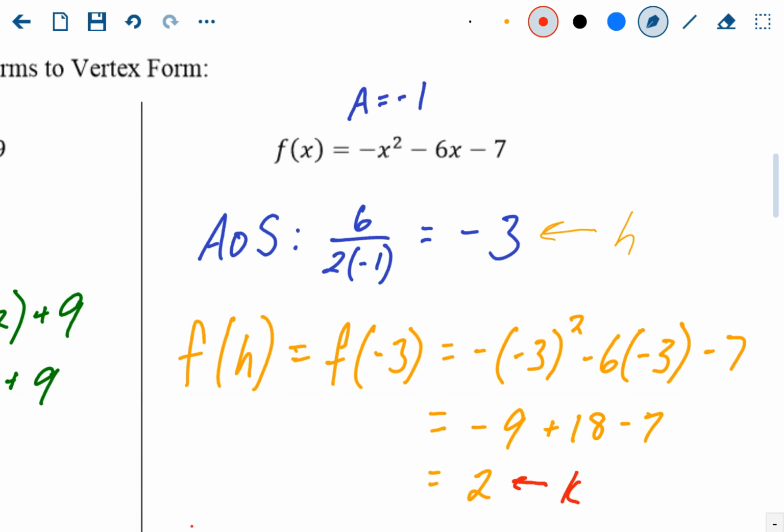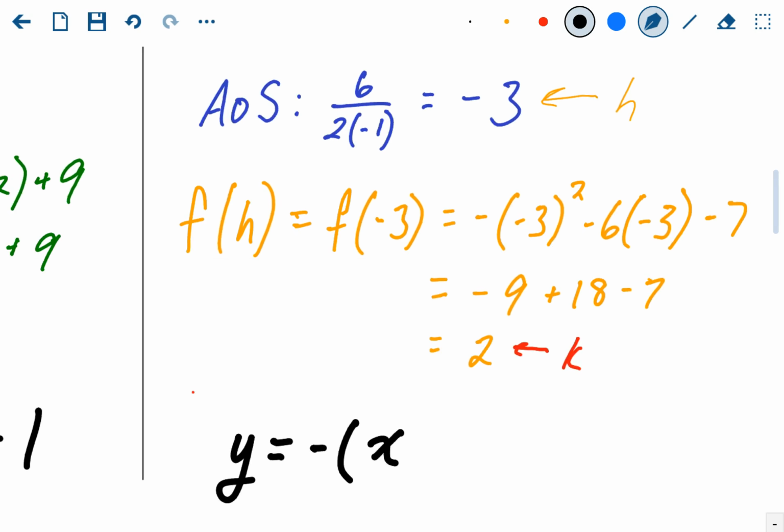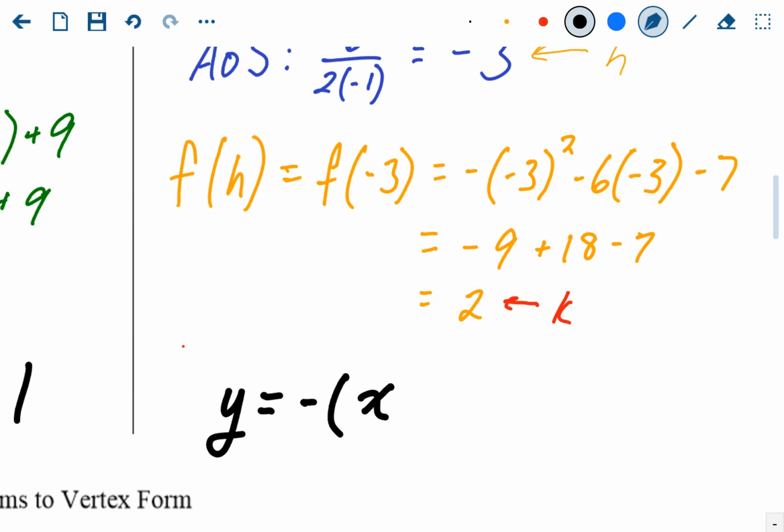Okay. So we know a, we know h, and we know k, so we're going to plug them into the formula. Y equals a, which was negative 1. You can put a negative 1, or you can just put the negative sign. X minus h. Okay, so x minus negative 3. Minus negative 3 is plus 3, squared. Plus k, k is 2, so plus 2.